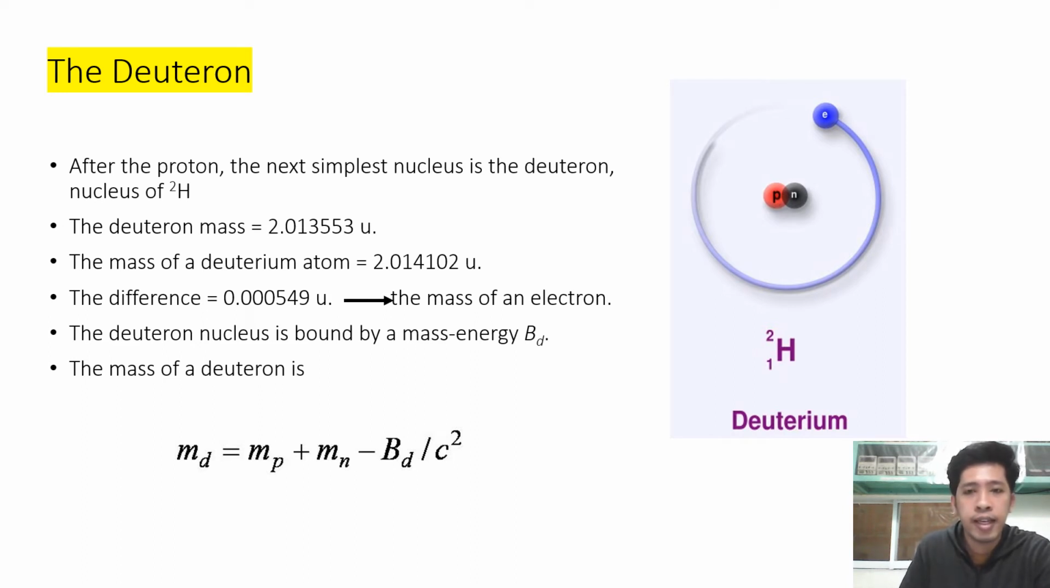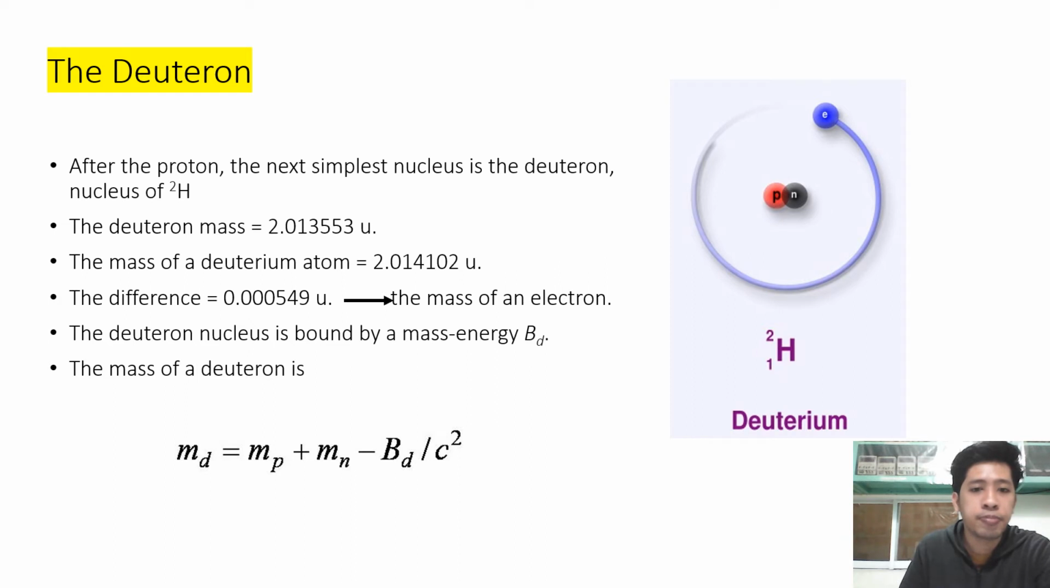The deuterium mass is equal to 2.013553 U, while the mass of your deuterium atom is equal to 2.014102 U. The difference between the mass of the deuterium atom and the deuterium mass is equal to 0.00549 U, which is equal to the mass of the electron.